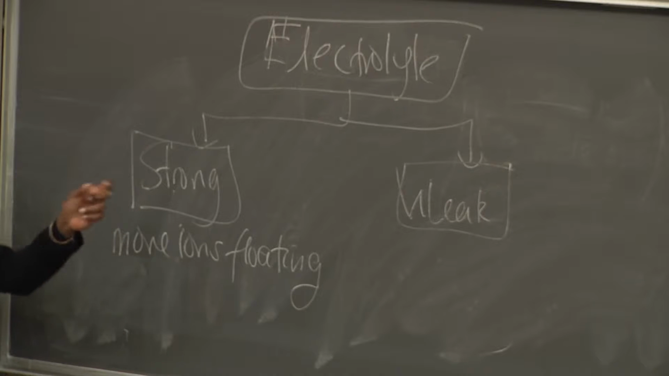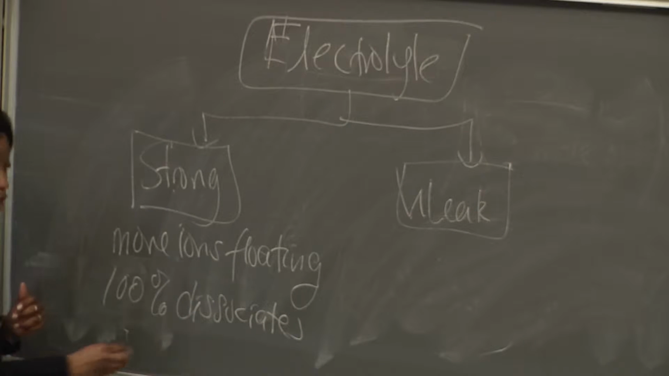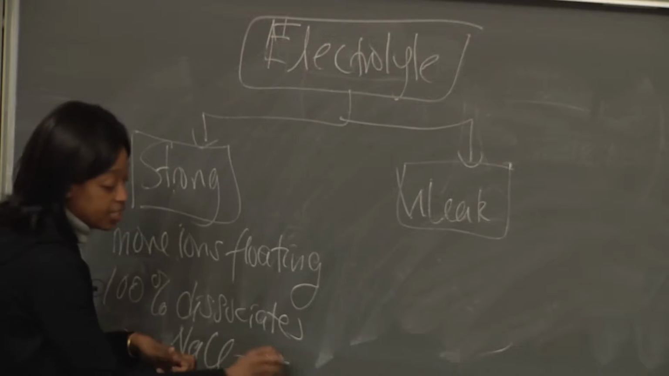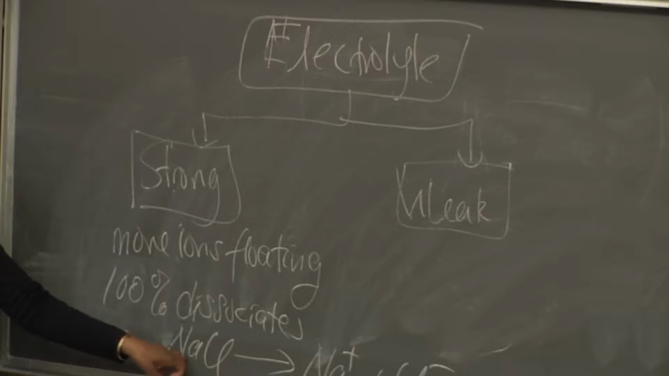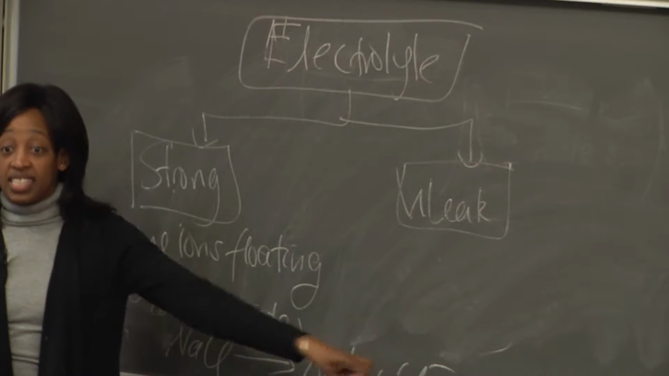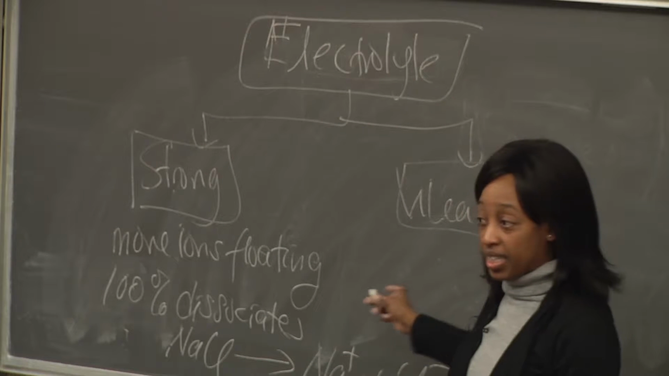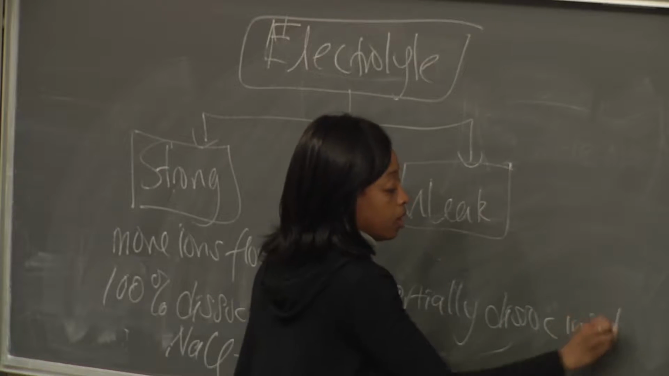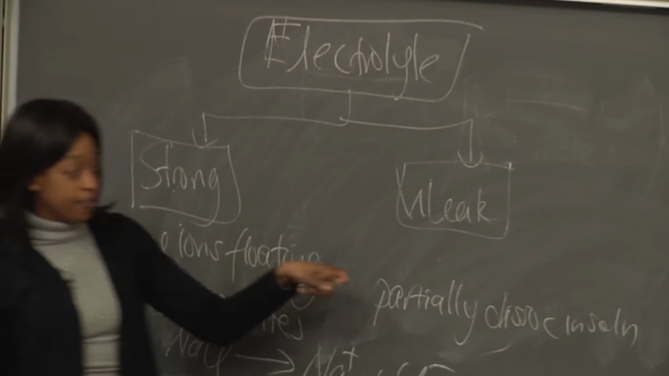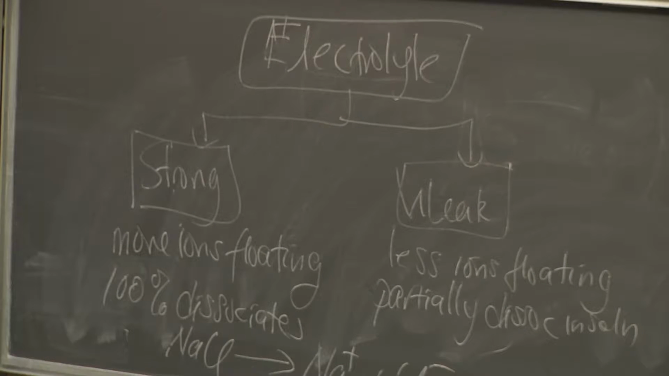That means something that's a strong electrolyte 100% dissociates in solution. So what do I mean by dissociate? Let's take our sodium chloride example again. If I put this in solution, I form Na plus and Cl minus. Every molecule of sodium chloride will dissociate into Na plus and Cl minus. That's a sign of a strong electrolyte, 100% dissociation. Something that's a weak electrolyte only partially dissociates in solution. So if I go back to your definition, there are fewer ions floating.